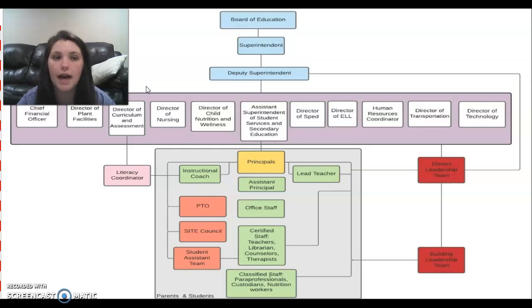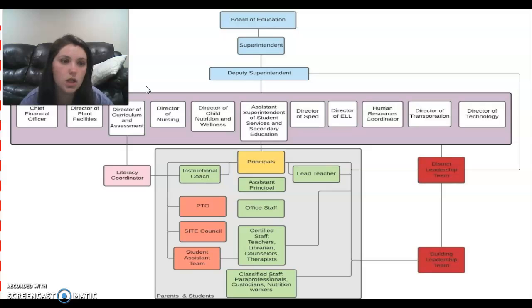And then underneath that, we have our superintendent. So they are in charge of managing all of our schools and making sure that all the schools and everyone in the district is following the board policies that the Board of Education has put into place. Underneath the superintendent is our deputy superintendent. This person is in charge of several other departments, and each of these departments functions as their own, but they are underneath the deputy superintendent. So that person oversees all of these departments.